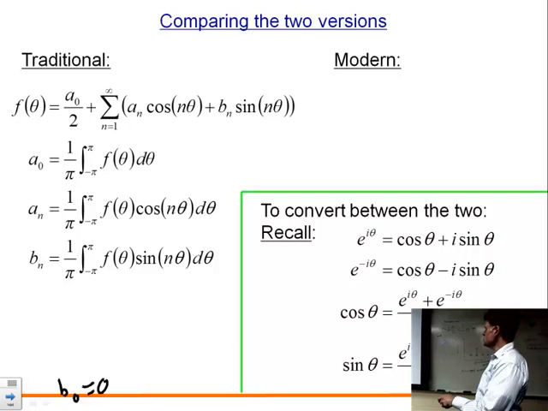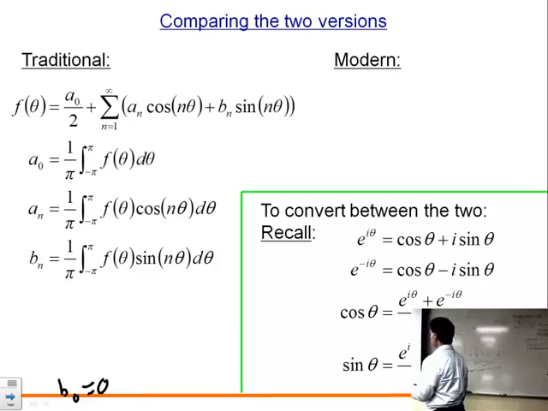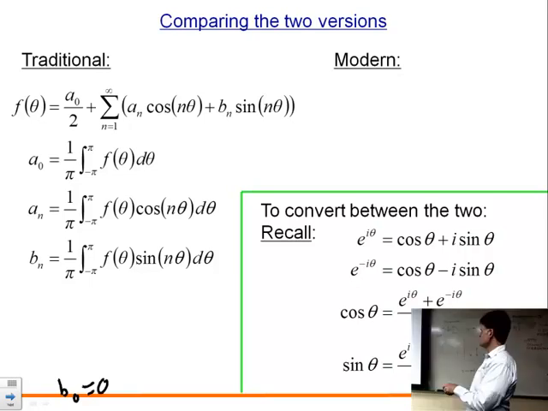All right. So here's what we've got, and here is what we're going to use to convert between the two. e to the i theta is cosine theta plus i sine theta. e to the minus i theta is cosine theta minus i sine theta. And you may recall, solving for the trig functions in terms of the exponentials, you get this. This was done on Friday, earlier on in this set of slides.